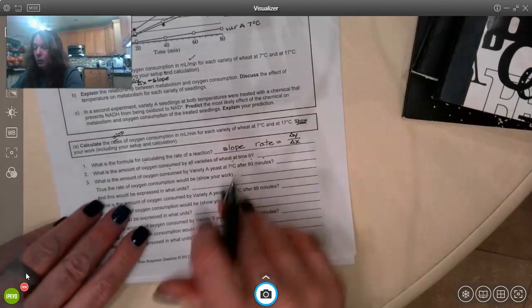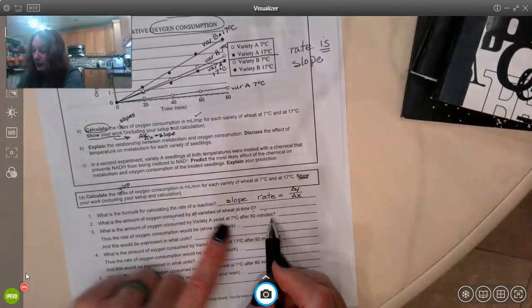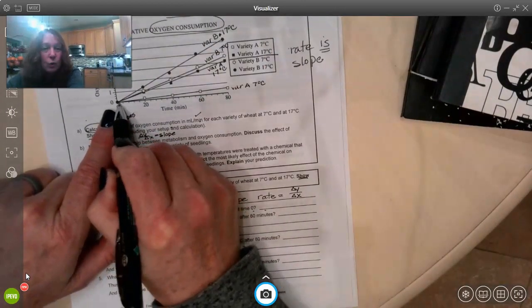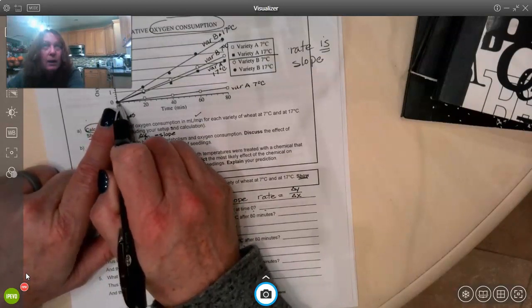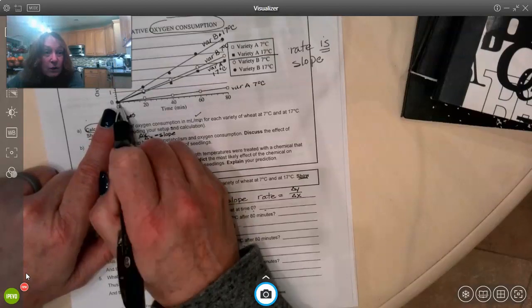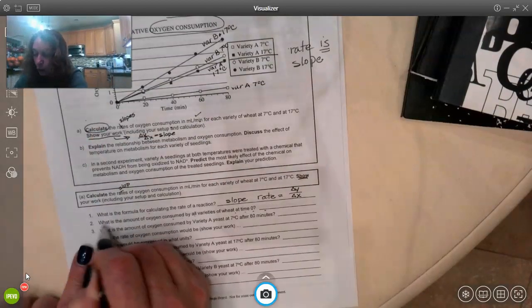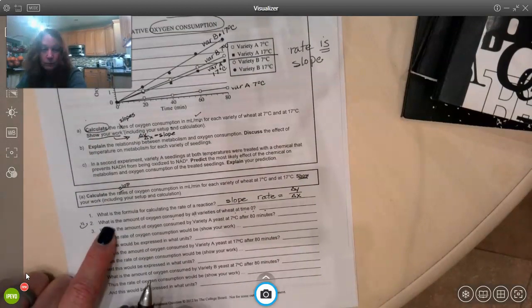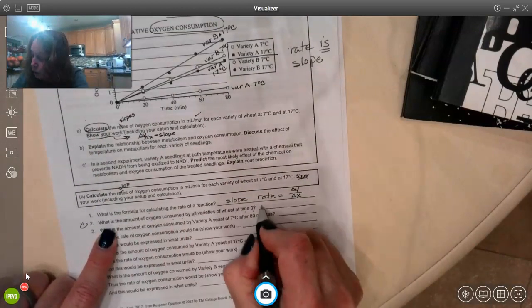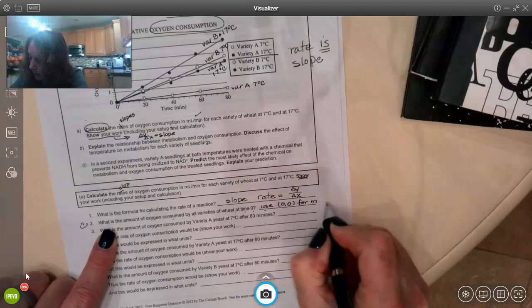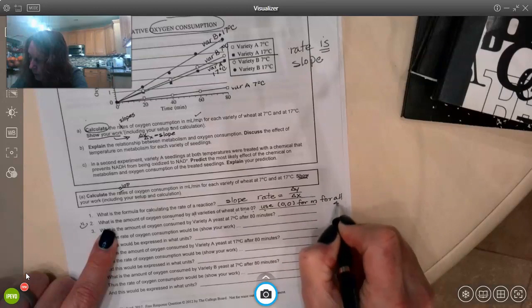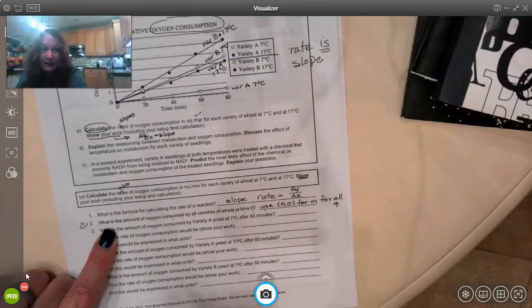What the attention is being drawn to is, do all of these lines have the data point 0, 0? Yes. Use it. So the whole point of this is to use 0, 0 for slope for all four. That's all that's saying. At time 0, there was absolutely no consumption.